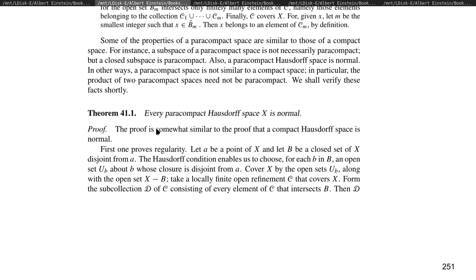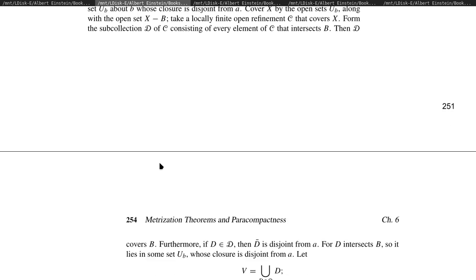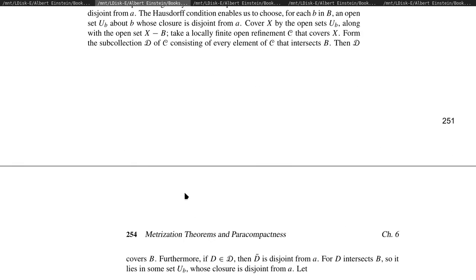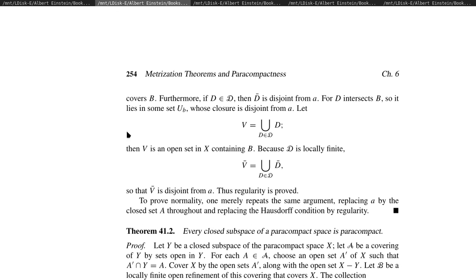And this important theorem is that every paracompact Hausdorff space is normal, right? The separation axioms again. And the proof isn't that difficult to go through, but not something exactly we need.